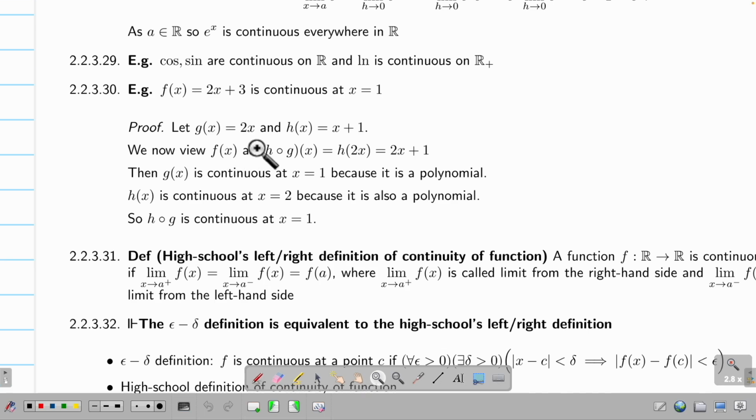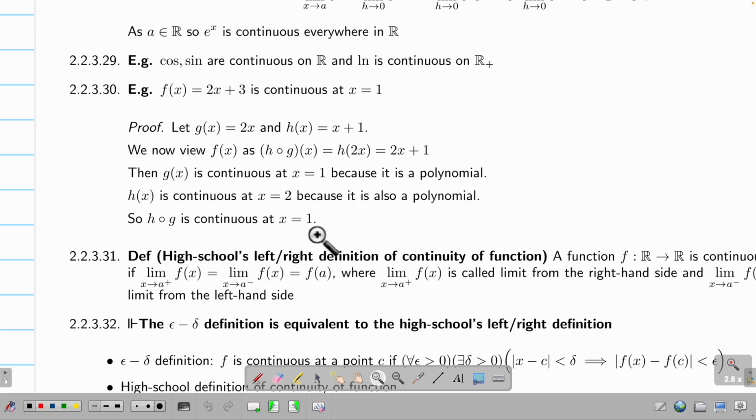g(x) is 2x and h(x) is x plus 1. Now I'm going to use a composition. That means my f(x) is the composition of h and g, which is what? h(x) with g(x) inside. And since g(x) and h(x) are both polynomials, each of them is continuous. And this limit exists at 1, therefore this exists and therefore it is continuous.